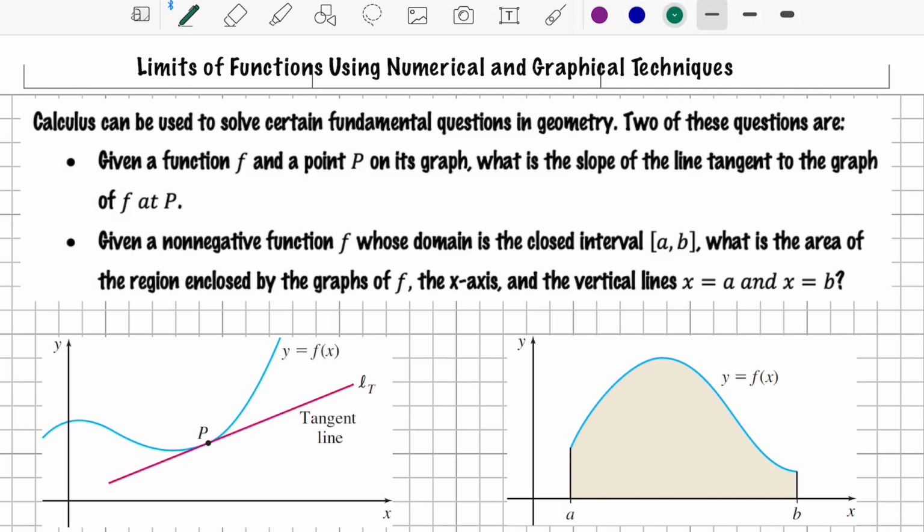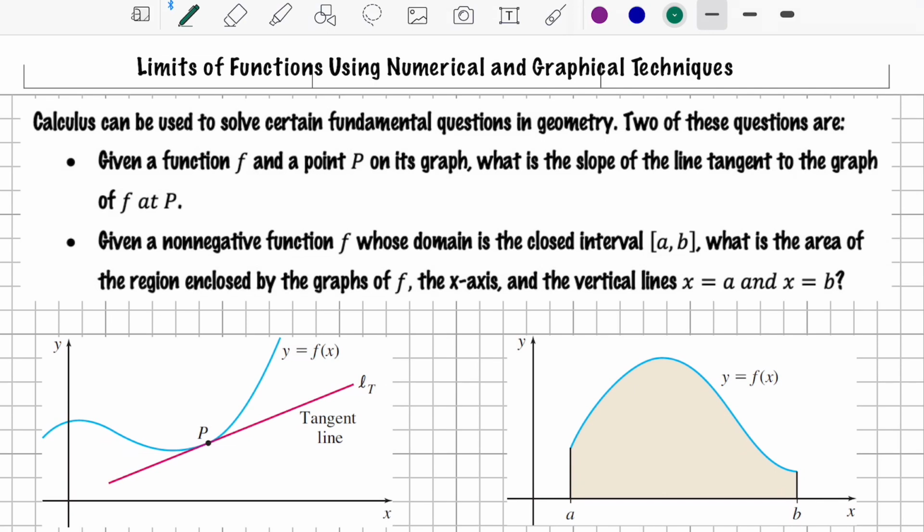The concept of a limit is central to calculus. To understand calculus, it is essential to know what it means for a function to have a limit, and then how to find a limit of a function. So we're going to begin by using numerical and graphical approaches to explore the idea of a limit.